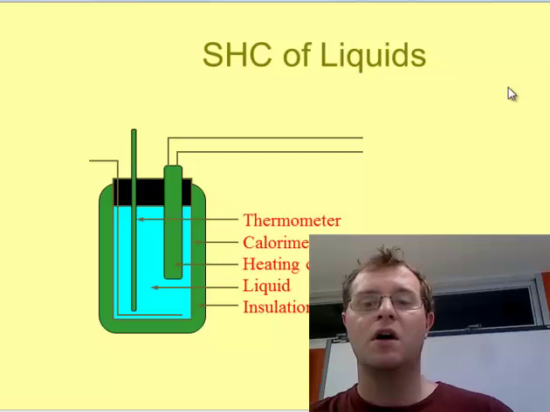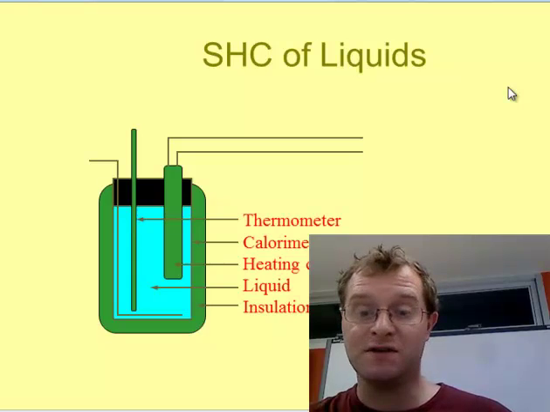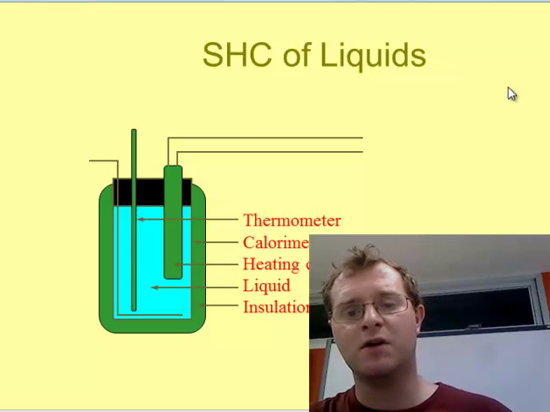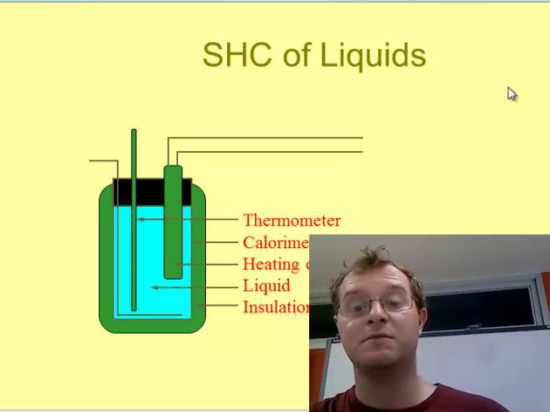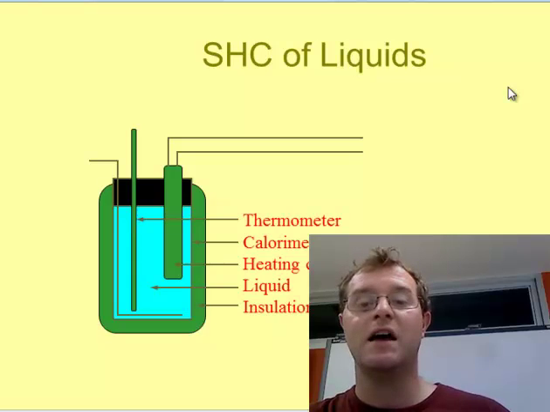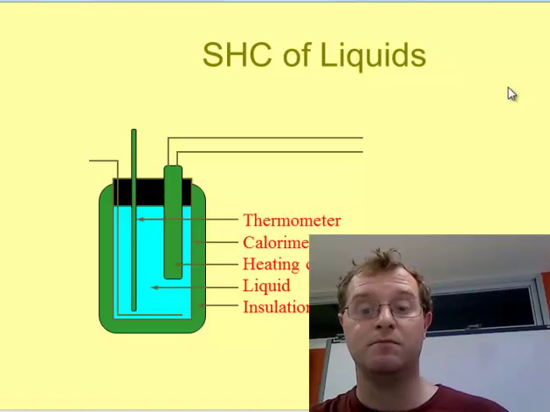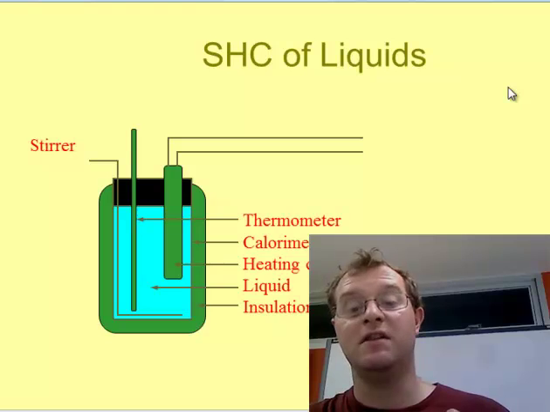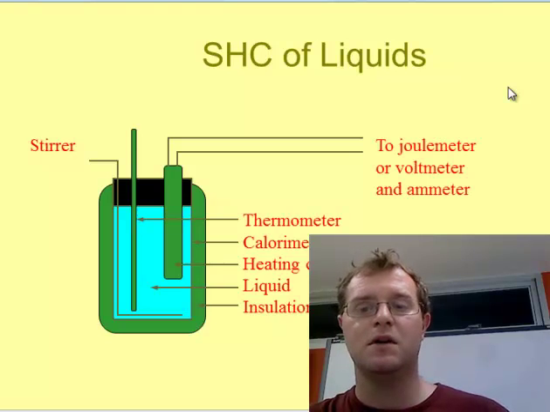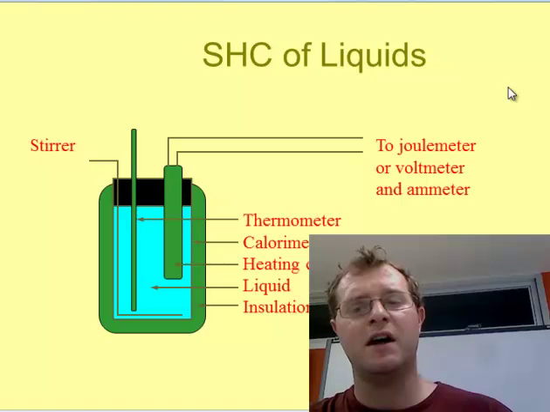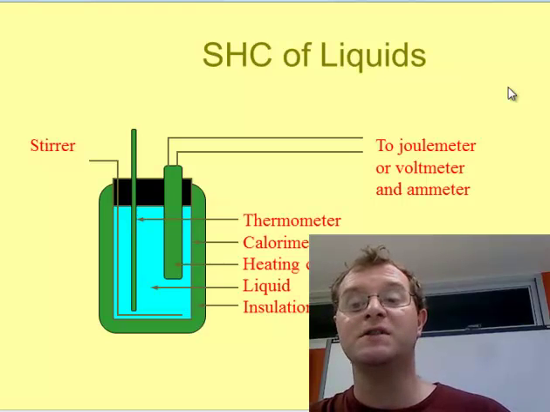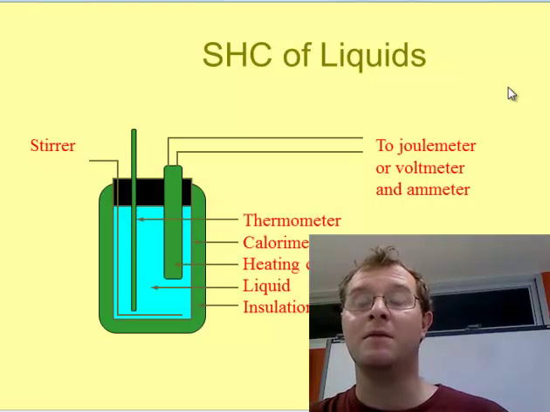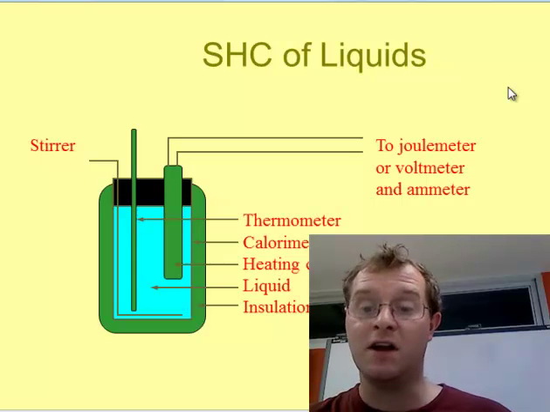A heating coil, which will use electrical energy to produce and transfer heat. The unknown liquid. An insulator of some sort, so that as little heat energy as possible is lost to the environment, to make your experiment as accurate as possible. A stirrer to make sure that the energy is evenly distributed around the liquid. And you'll also have either a joule meter or a voltmeter and ammeter, which will help you to calculate the amount of electrical energy which has been provided to the liquid.